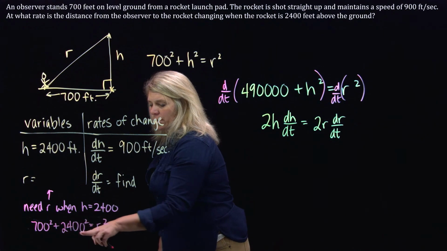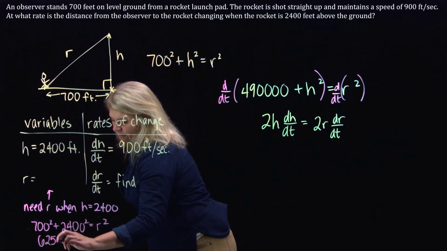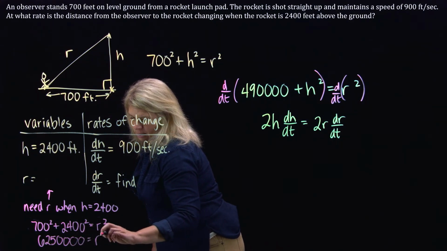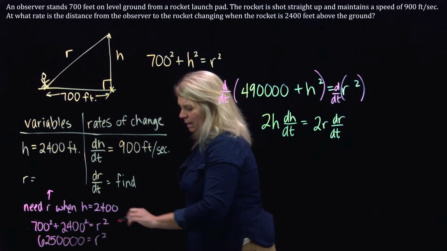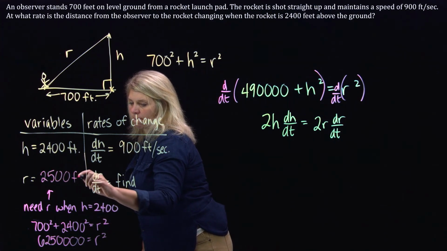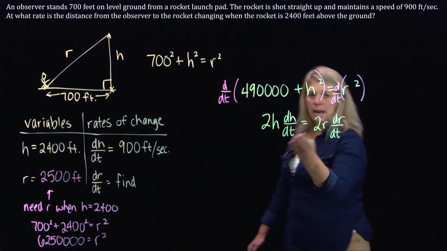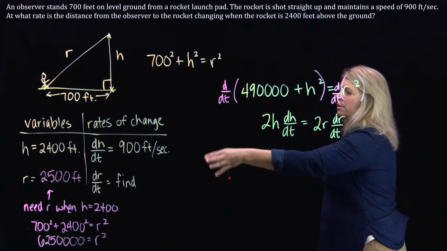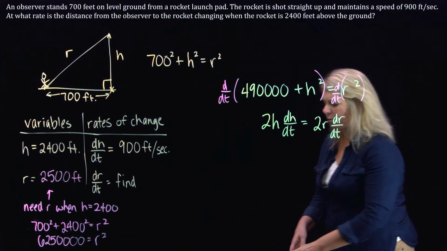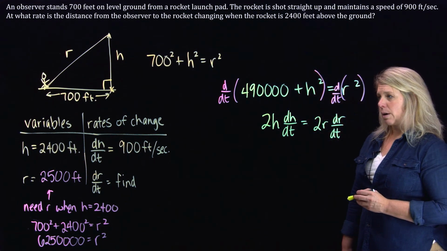Okay, so I'm just going to square these numbers, add them together. When I do that, I'll get 625 with 4 zeros behind it. And then when I square root that, I'll get 2,500 feet. Okay, so again, sometimes we need to know all those values in that chart, and sometimes we don't. I usually wait till I get to this step after the implicit differentiation to decide whether I need to do any extra work over there or not.